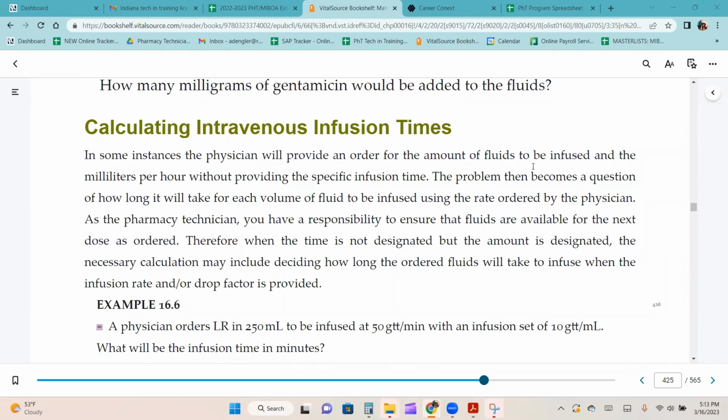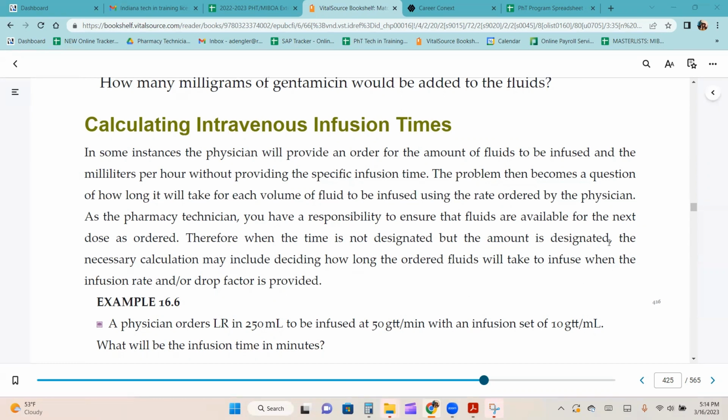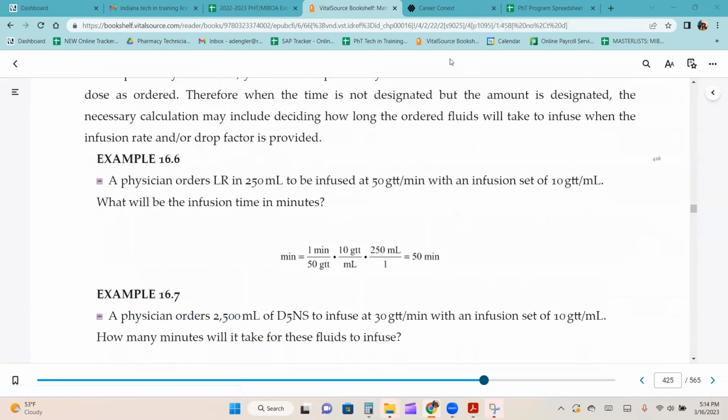In some instances, the physician will provide an order for the amount of fluids to be infused in milliliters per hour without providing the specific infusion time. The problem then becomes a question of how long it will take for each volume of fluid to be infused using the rate ordered by the physician. As the pharmacy technician, you have a responsibility to ensure that fluids are available for the next dose as ordered. Therefore, when the time is not designated but the amount is designated, the necessary calculation may include deciding how long the ordered fluids will take to infuse when the infusion rate and/or drop factor is provided. So let's go ahead and do these examples.